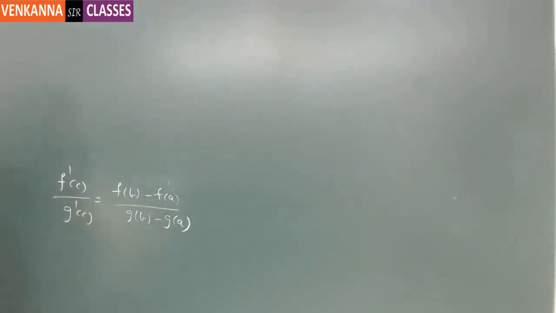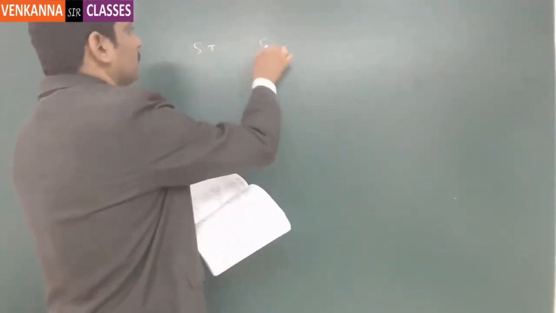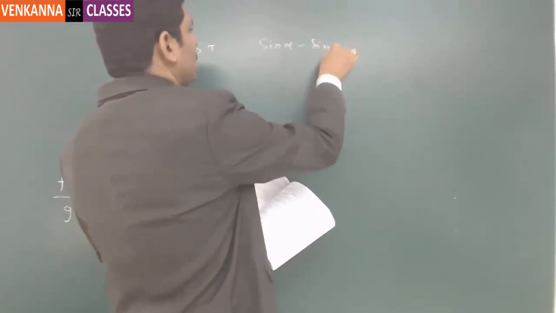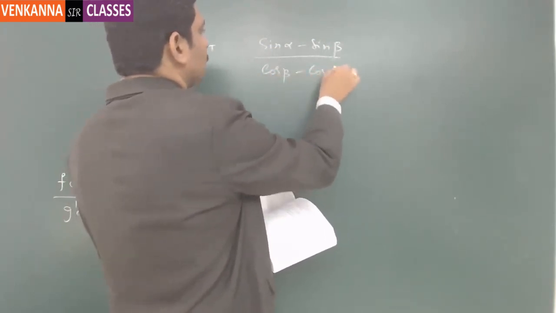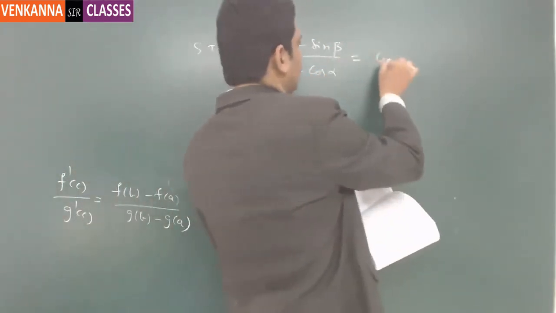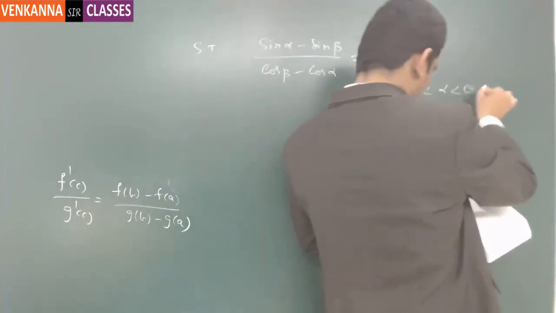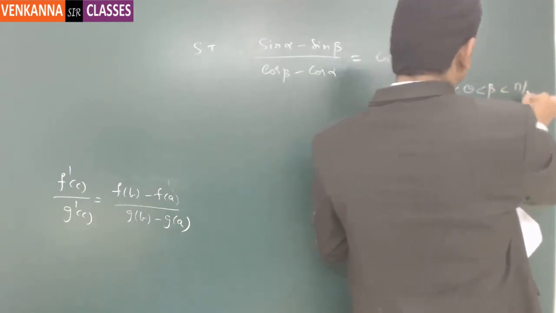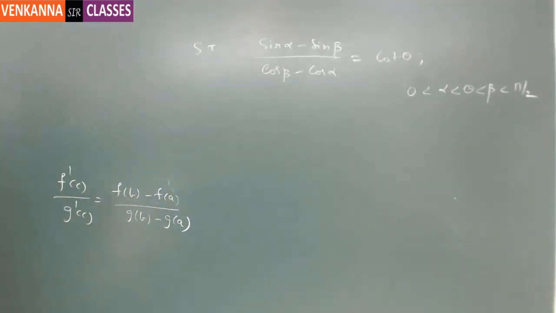Now the other one is: show that sin alpha minus sin beta by cos beta minus cos alpha equals cot theta, where 0 less than alpha less than theta less than beta less than pi by 2. I think it is also one of the previous year question problems.